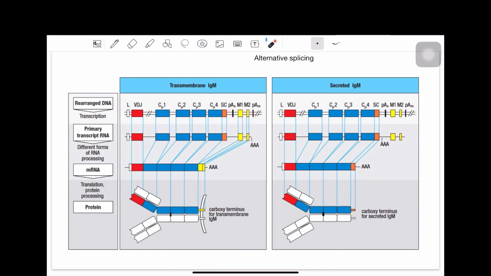So here we can see clearly that due to alternative splicing of these two sequences M1 and M2, the molecule, the IgM or any immunoglobulin, is formed either as transmembrane or secreted. That is how alternative splicing is carried out, and that determines whether the BCR will be transmembrane or will be secreted as an antibody.